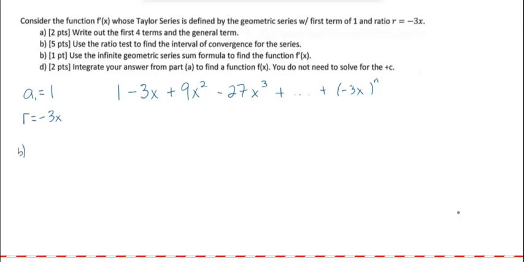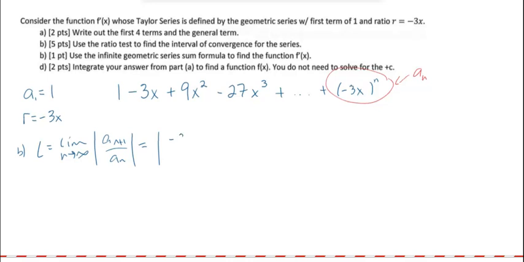All right, use the ratio test to find the interval of convergence for the series. Okay, so the interval of convergence is, what do we do? We do the ratio test. L equals the limit as n goes to infinity, absolute value, a sub n plus 1 over a sub n. Well, that's equal to, this right here is our a sub n formula. So what do we get? We get negative 3x to the n plus 1 over negative 3x to the n.